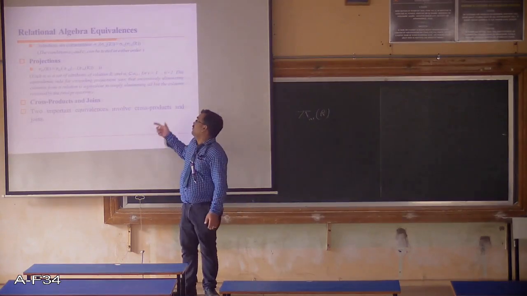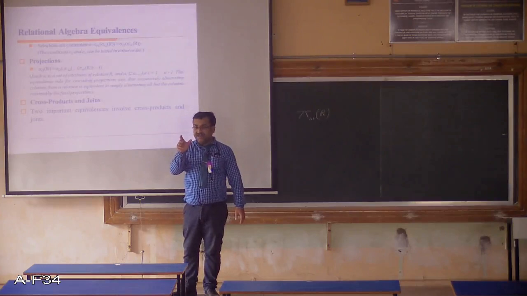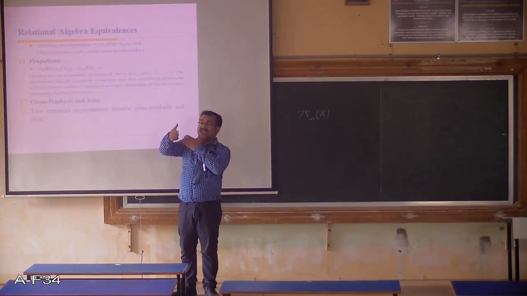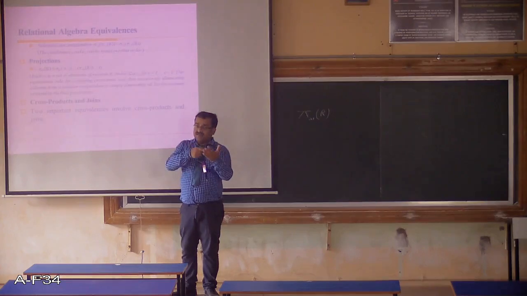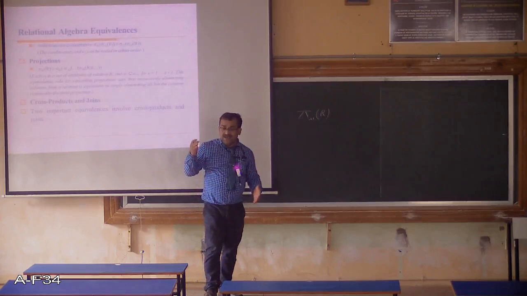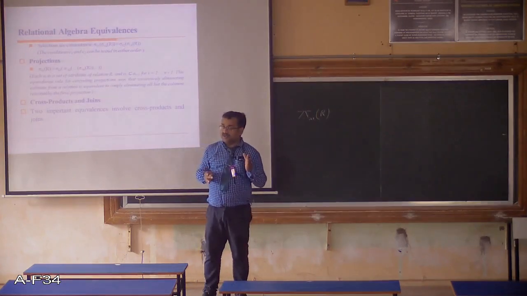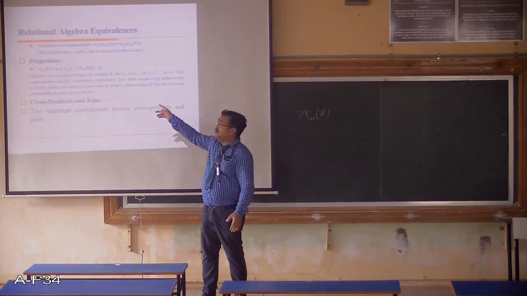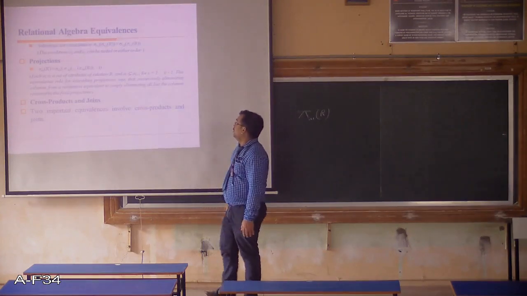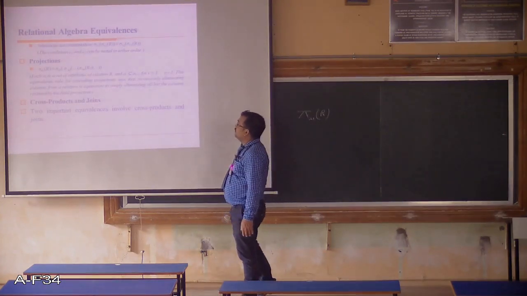So if you go on eliminating, keeping those attributes which are there in An first and then applying An minus 1 on that, that way if you go on reducing, the minimal set of attributes for the project operations you get in the result is the same as when you apply A1 directly. That is what it means. So this is what equivalence means in terms of projection.